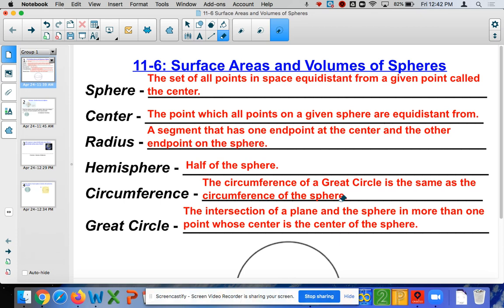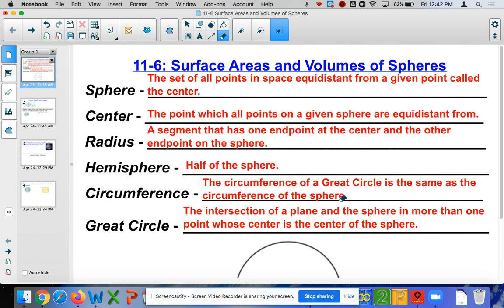All right, welcome geometry. This is 11.6, surface areas and volumes of spheres. So you may notice that we have a lot of terms that we need to get familiar with. So if you need to pause the video to read through them and copy them down in your notes, go for it. We're going to start off with a sphere.